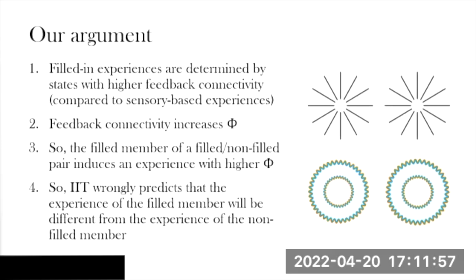So this brings us to our whole entire argument. Filled-in experiences are determined by states with higher feedback connectivity compared to sensory-based experiences. On the left, the images would be the original illusions, the filled images, recruiting lots of feedback connectivity, lots of filling in. And on the right, with the reconstruction, they're hopefully the non-filled images that induce less filling in and have less feedback connectivity. But we know that feedback connectivity increases phi. So the filled member of a non-filled pair induces an experience with higher phi, and IIT wrongly predicts that the experience of the filled member will be different from the experience of the non-filled member.